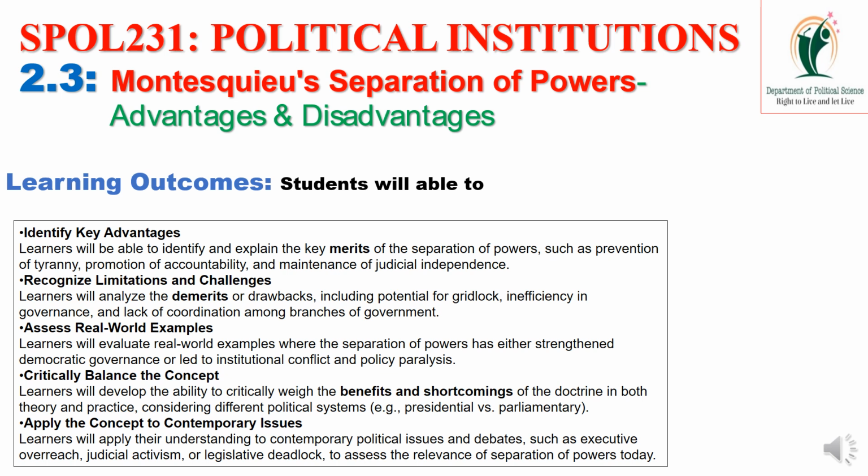Learning outcomes. The third chapter of this unit is Montesquieu's separation of powers, advantages and disadvantages. By the end of this chapter, the learner should be able to identify the key advantages of Montesquieu's separation of powers and recognize limitations and challenges, assess real world examples, critically balance the concept of Montesquieu's theory of separation of powers, and apply the concept to contemporary issues.